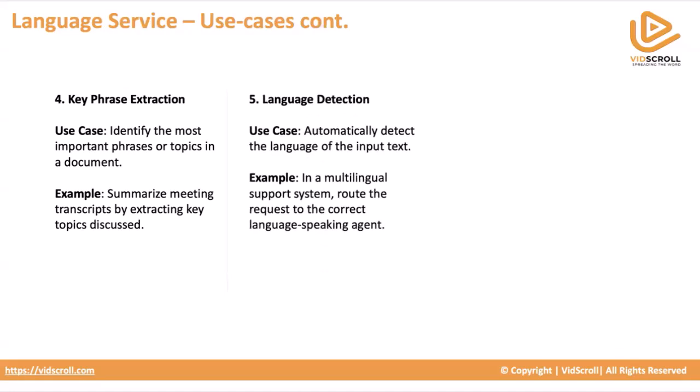The next is language detection. It automatically detects the language of the input text. So in multilingual support, maybe you are getting emails from different states. Everybody speaks a different language, so nobody understands every language. So in a multilingual support system, you route the request to the correct language-speaking agent. For example, I am doing a call, right? I want to route the call to an agent who understands the same language as the customer. So these are the use cases of the different capabilities.